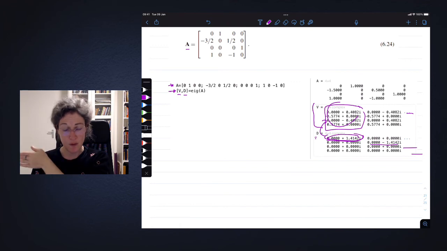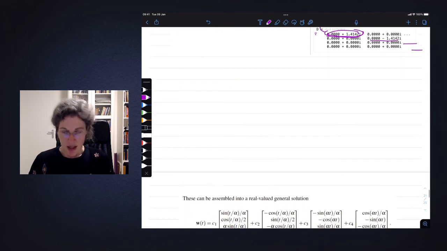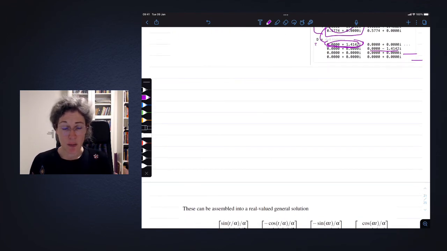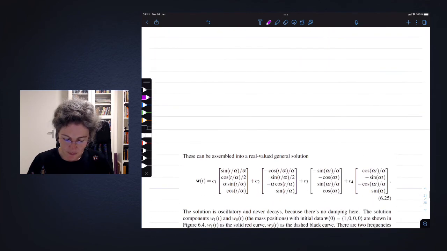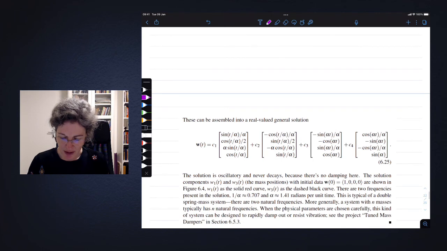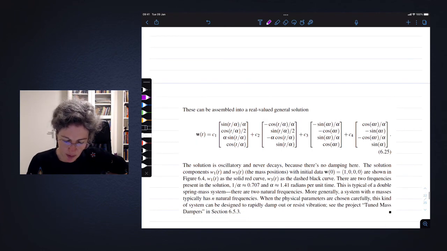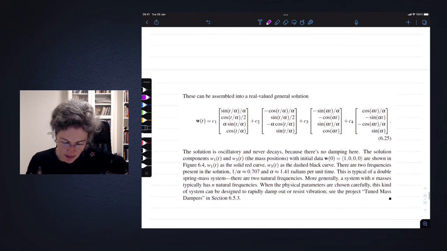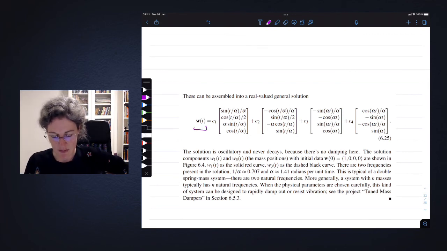So you'd have 4 terms, and they would be complex looking, so you could play the same game with Euler, and eventually you could do some rewriting and get a general solution that looks something like this. So in this particular case, you don't have decaying exponentials, you just have oscillatory terms.